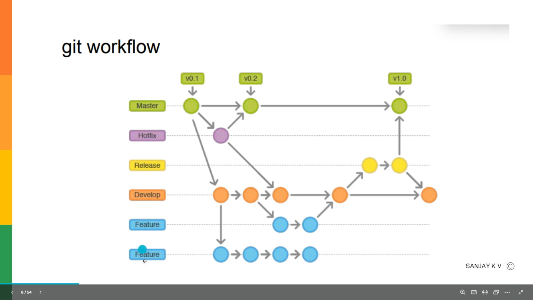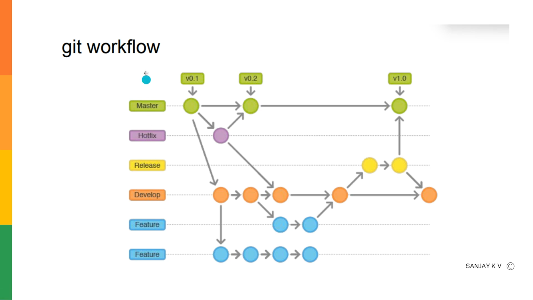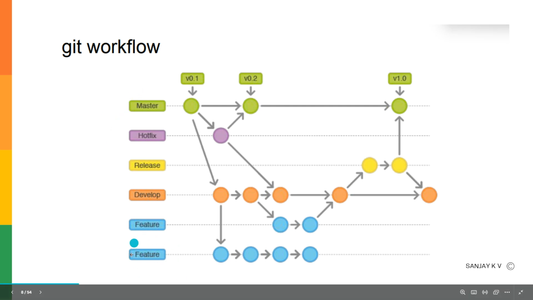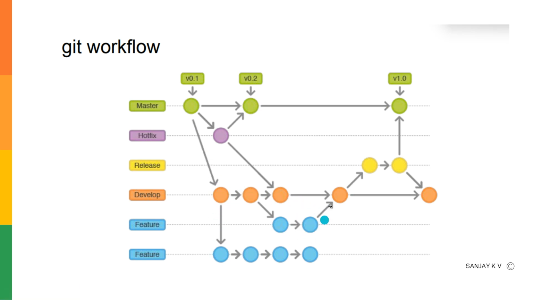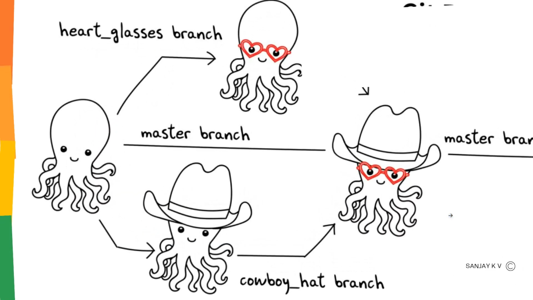Now you create a branch called feature branch, and you try to experiment with a new feature. For example, if you want to add a login page to your website, you create a copy of this main or master branch, create a feature branch, and make changes over here. Once the changes are done, you push it to development. Then you push into release. Once everything is working fine, you push that into the main branch. That's basically how things work.